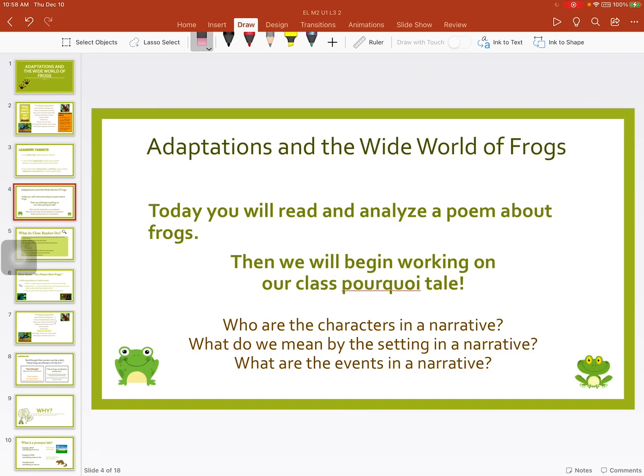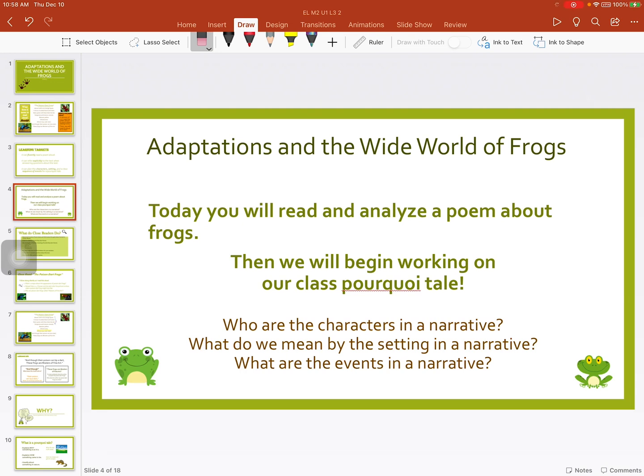Awesome. Adaptations in the Wide World of Frogs. Today you will read and analyze a poem about frogs. Then we will begin working on our class pourquoi tale. Who are characters in the narrative? Right, those are the people or the animals or the things that you will see happening in the narrative.